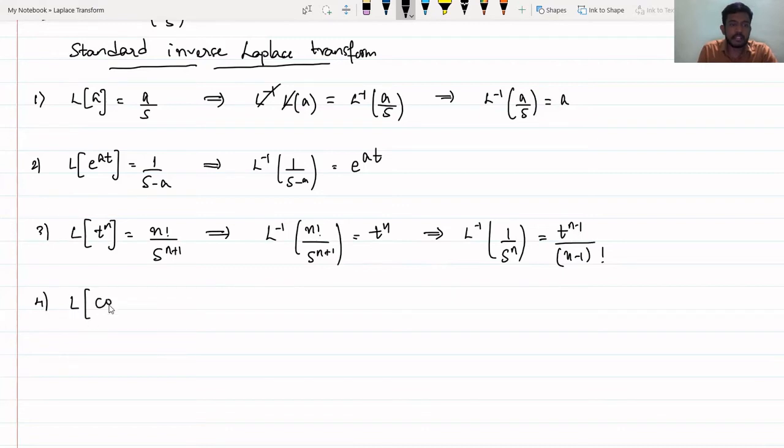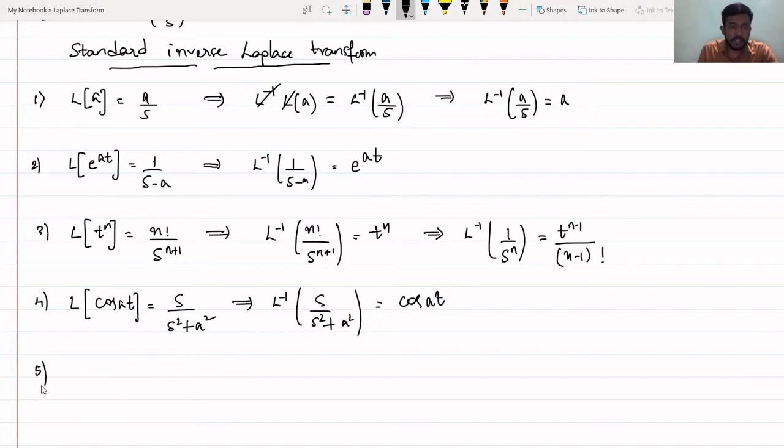We know that Laplace transformation of cos at is given by s divided by s square plus a square, which means L inverse of s by s square plus a square is equal to cos at. Next, we take the sine function now. Laplace transformation of sine at is a divided by s square plus a square, which gives that the inverse of a by s square plus a square will be equal to sine at.